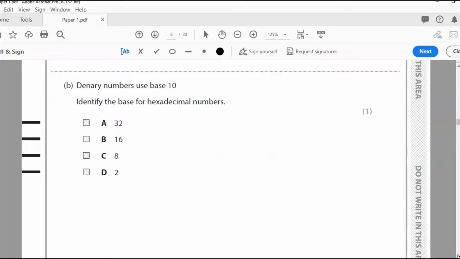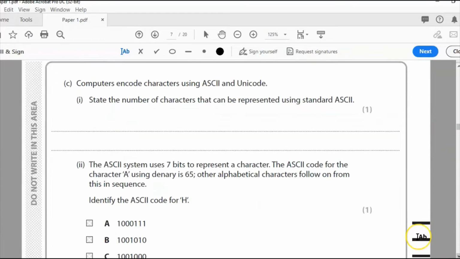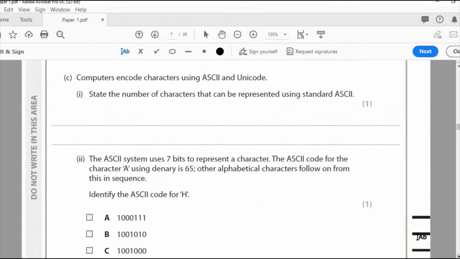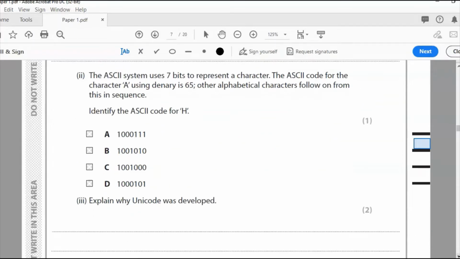B. Denary numbers use base 10. Identify the base for hexadecimal numbers. It is, of course, 16. C. Computers encode characters using ASCII and Unicode. Take the number of characters that can be represented using standard ASCII. It is 128, which includes a null character as well. You can get away with 127 there as well. 2. The ASCII system uses 7 bits to represent a character.